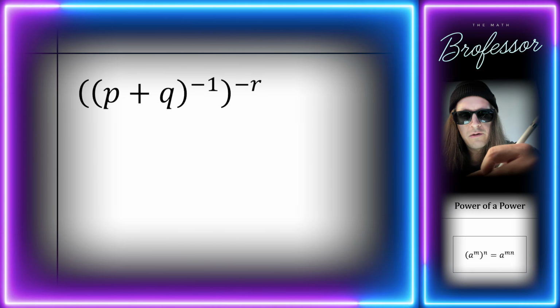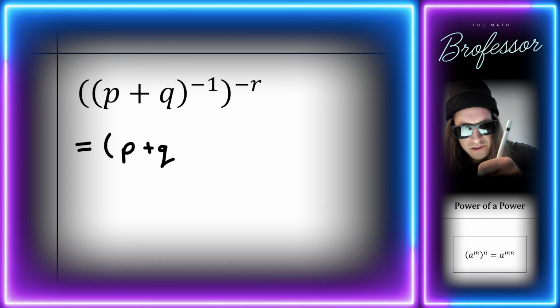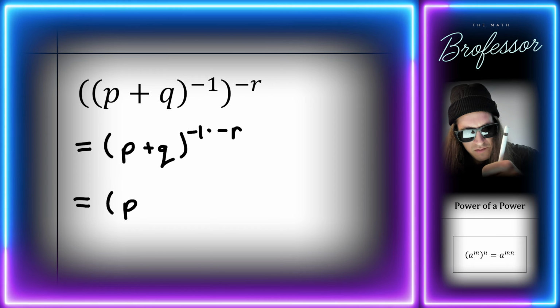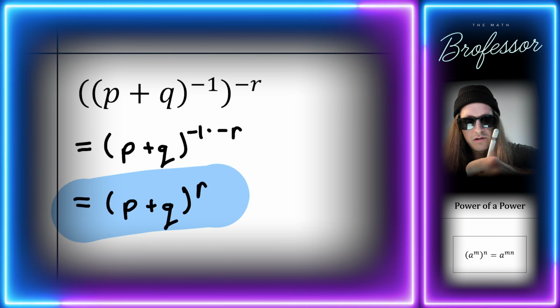I will write out an intermediate step. So this would be p plus q. You're not actually doing anything with the p plus q. You just need to multiply negative 1 by negative r. Well, what is negative 1 times negative r? It would be positive r. And that's it. That's all you can do there.